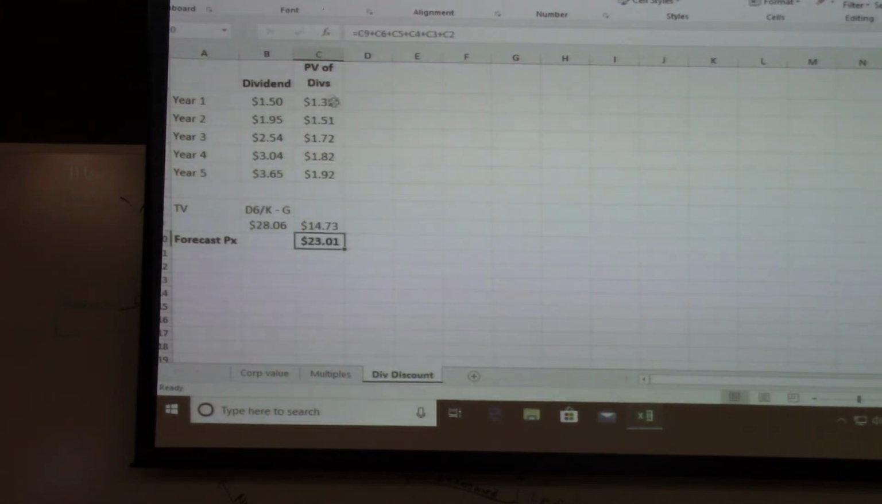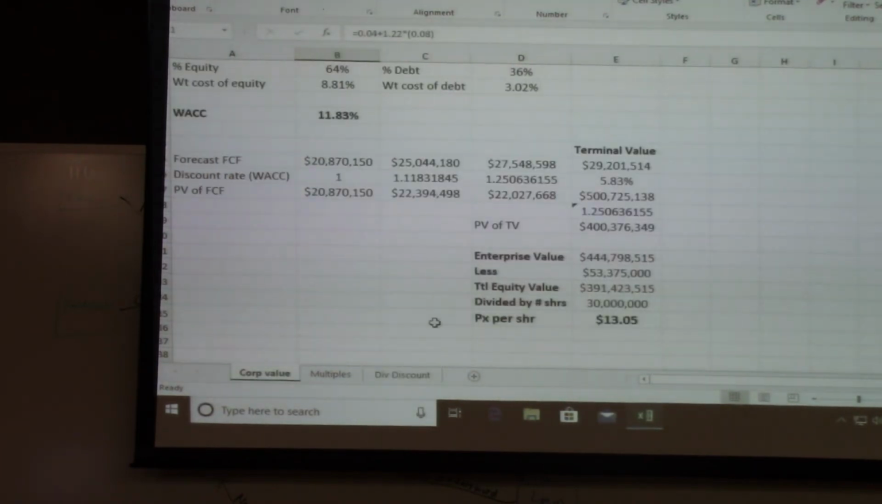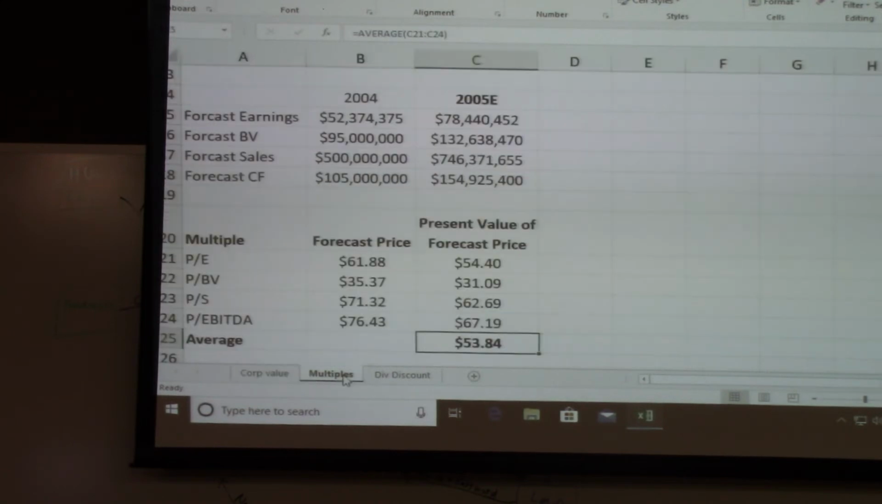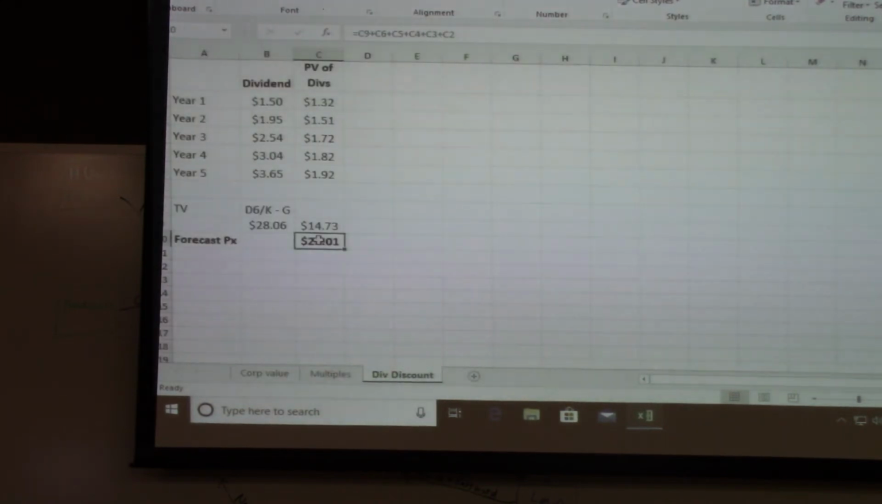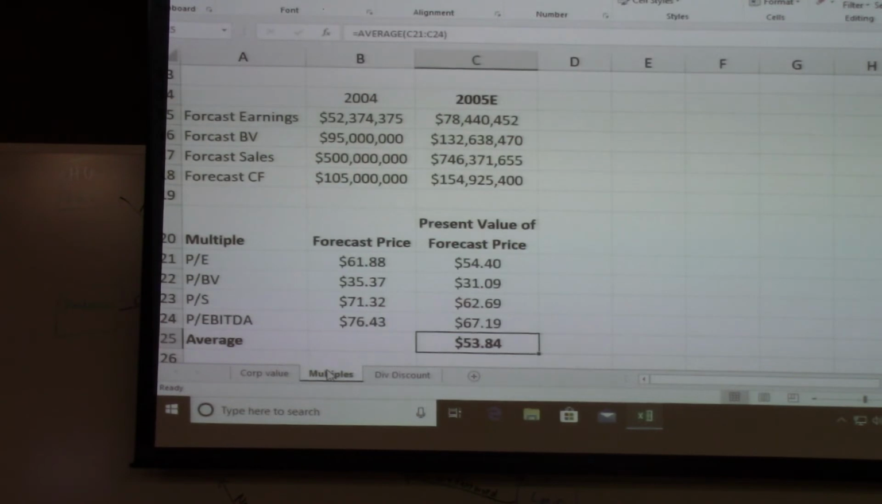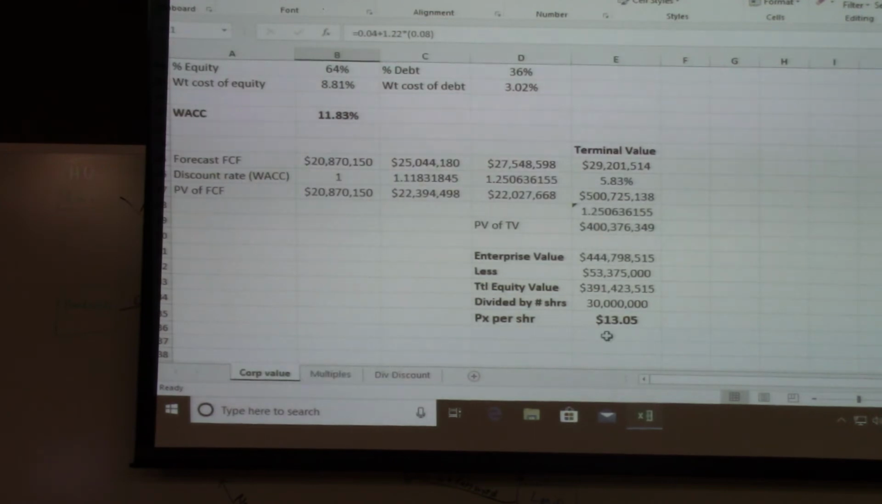Let us add all of these up, and we get $23.01. Now, we've got three far different numbers: $13, $53, $54, and $23. Now, I would suggest that $54 is too high, and I would suggest that $13 is too low.